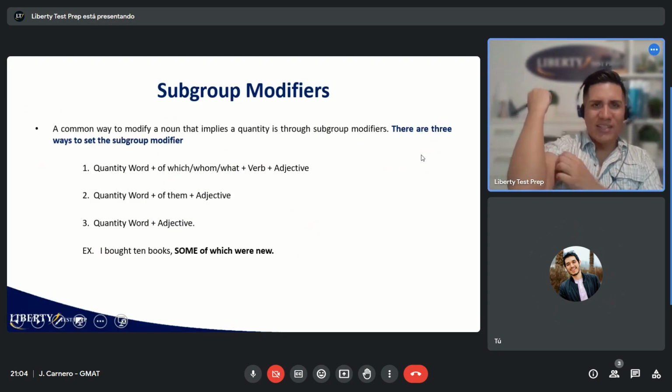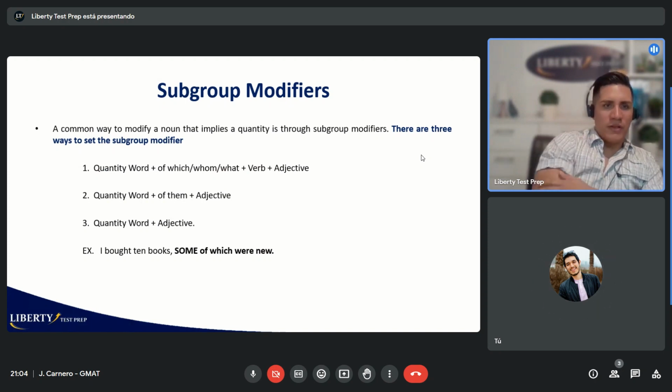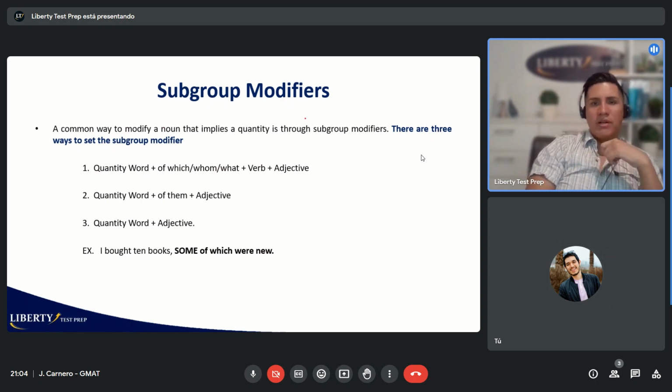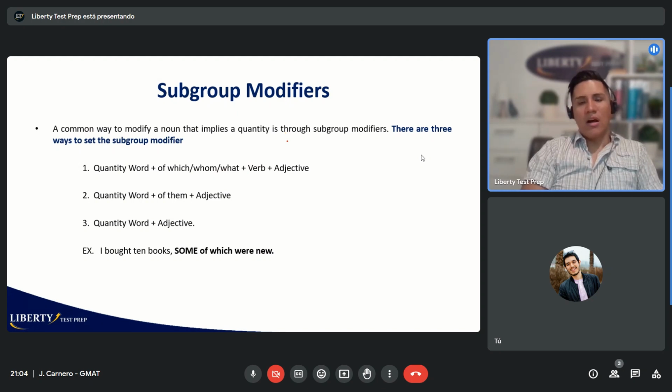Subgroup modifiers. This one is a little tricky. Okay, what is a subgroup modifier? It's a common way to modify a noun that implies a quantity. Then you can use a subgroup modifier. There are three ways to set up the subgroup modifier. Three ways to set it up. Okay, now what are those three ways to set it up? Here are the three ways.